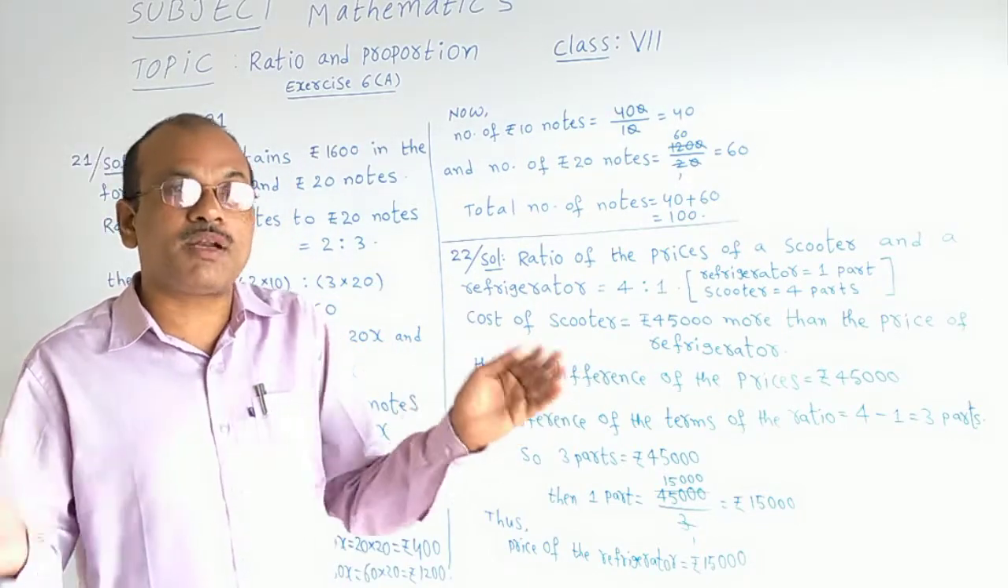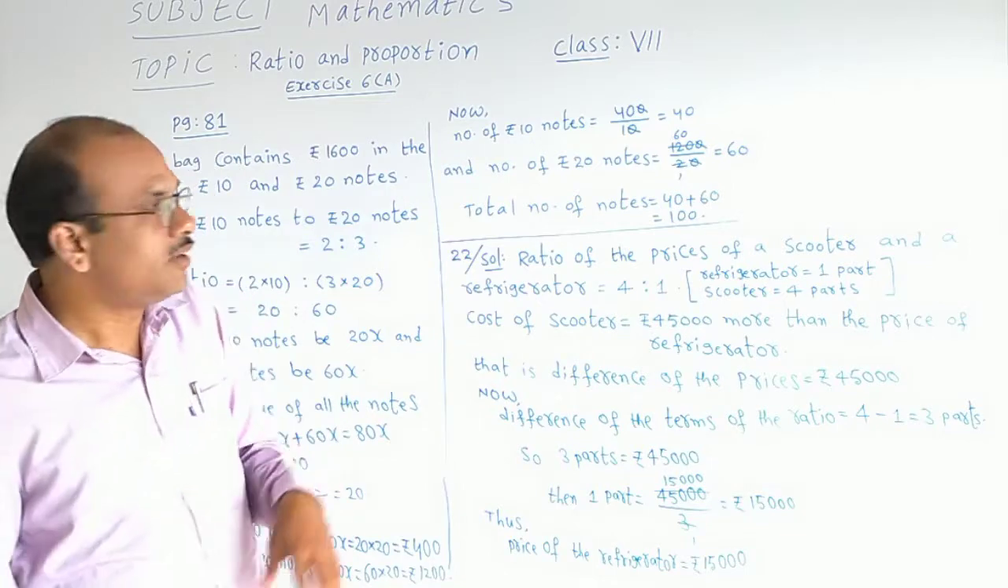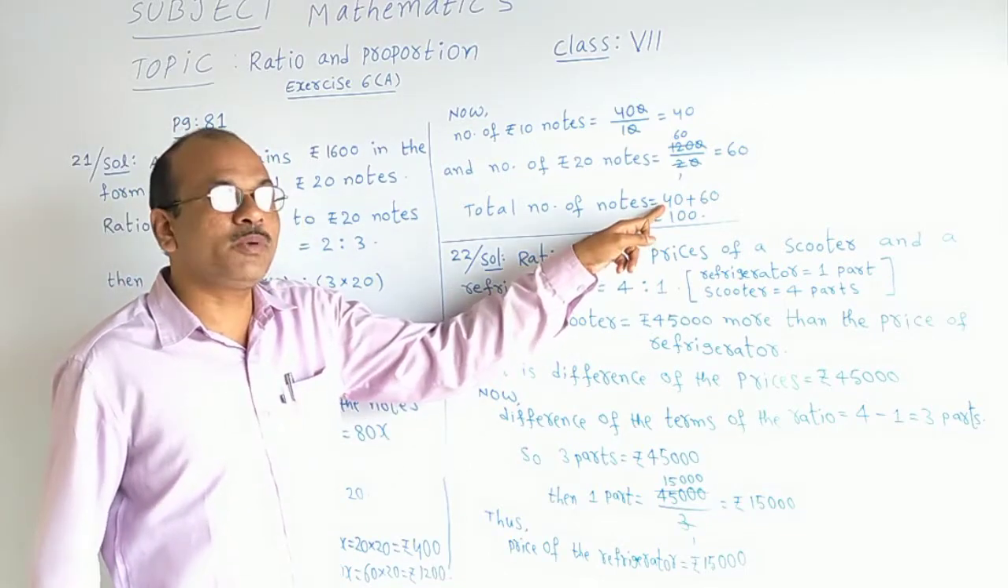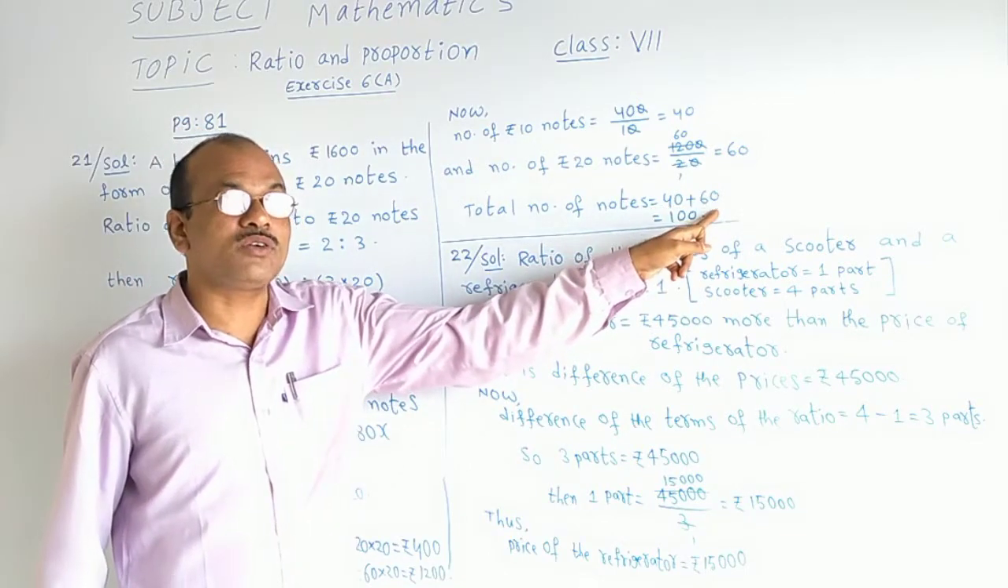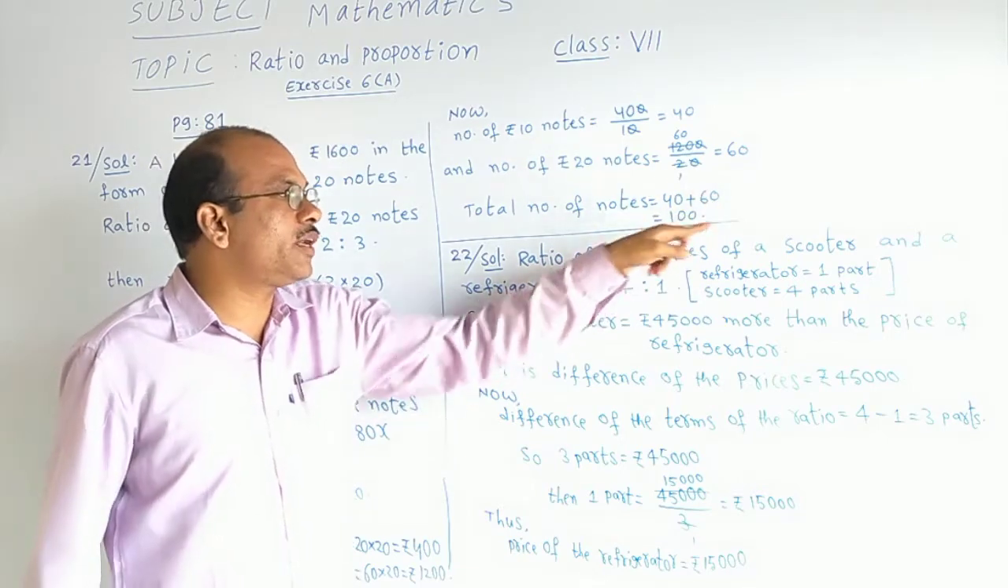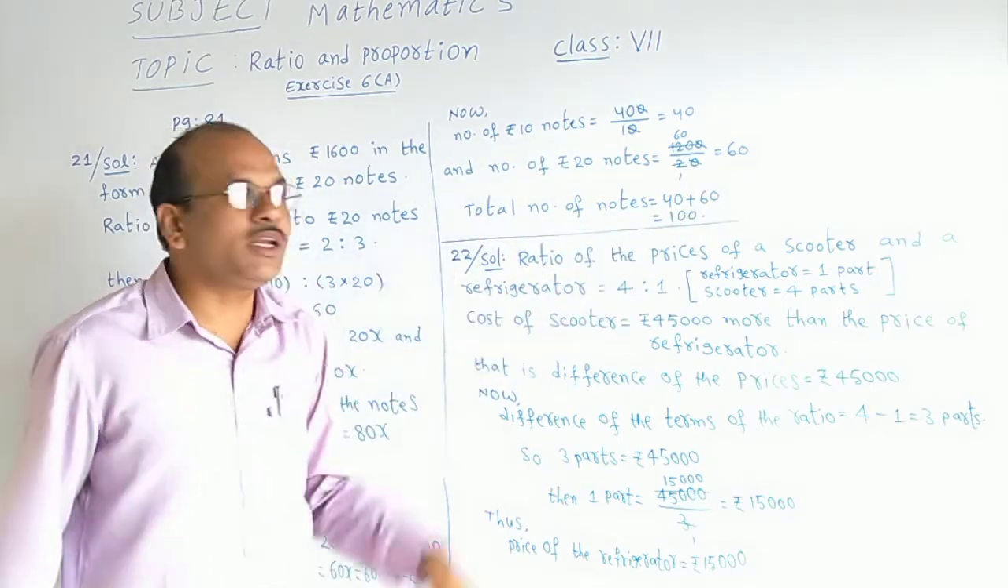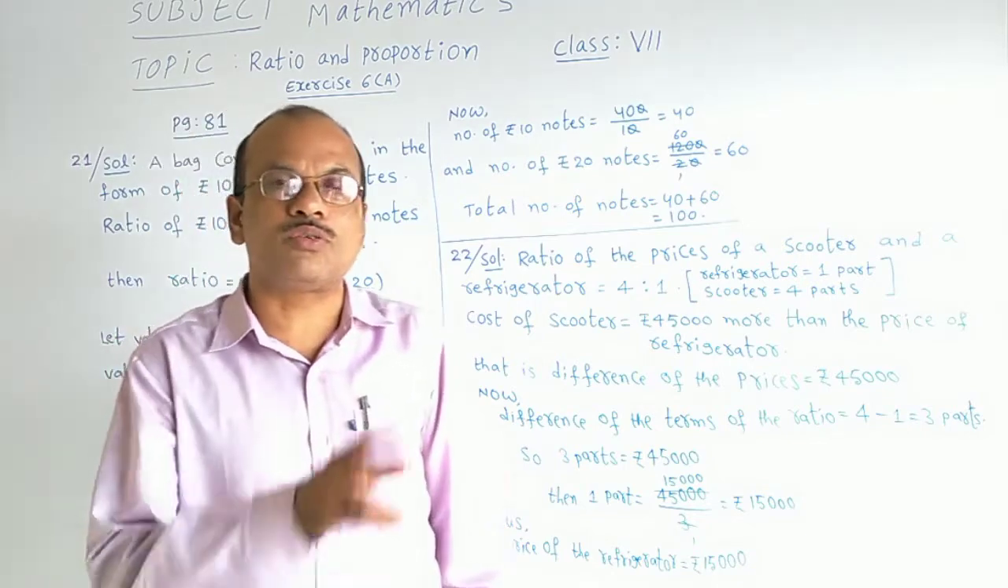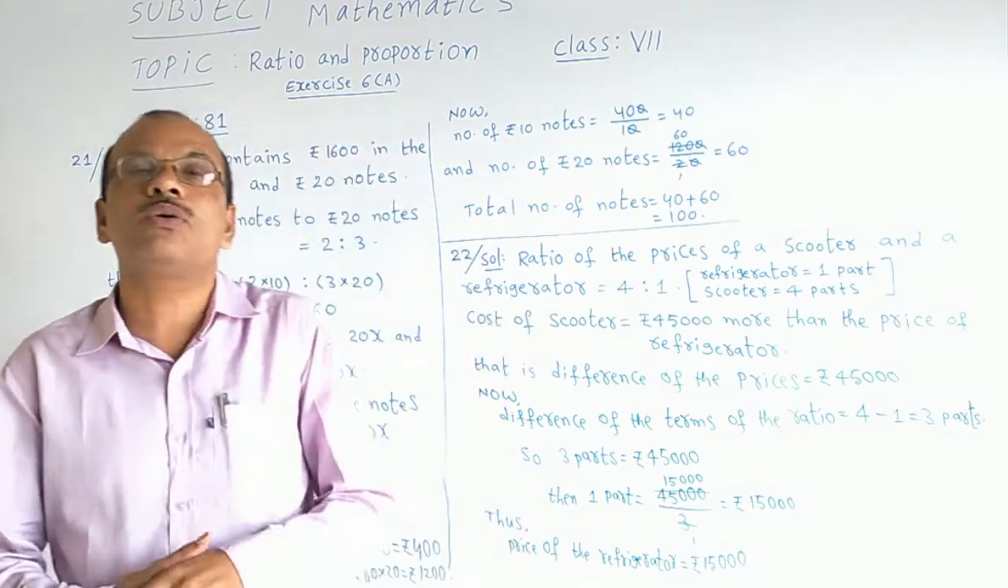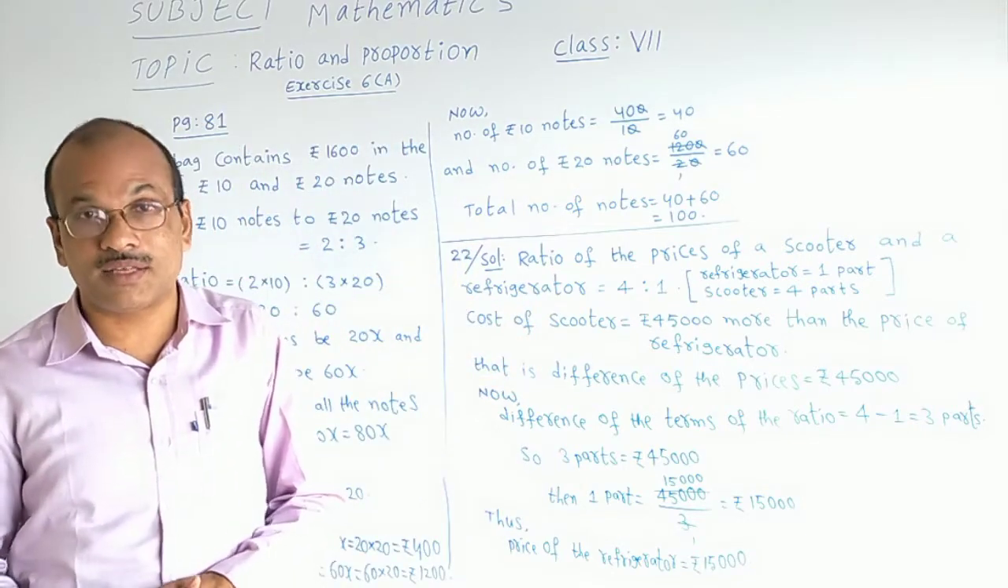Then the total number of notes they asked finally. 40 are 10 rupee notes, 60 are 20 rupee notes. Both together is 100. That is, total number of notes is equal to 40 plus 60, which is equal to 100 notes in that bag.